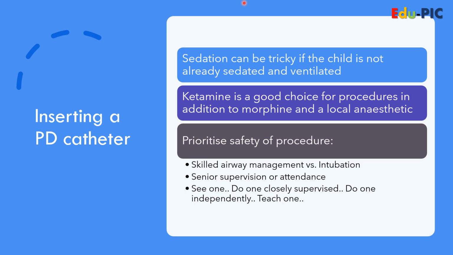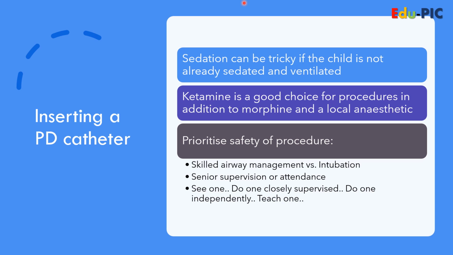Along with ketamine, you need to remember that ketamine is not going to be your only answer. You might need some morphine or possibly opioid input, and it might make your job easier if you use a local anesthetic. But if you're going to do that without intubating and ventilating the child, then you'll need more hands on deck. You need to always prioritize safety of the procedure.